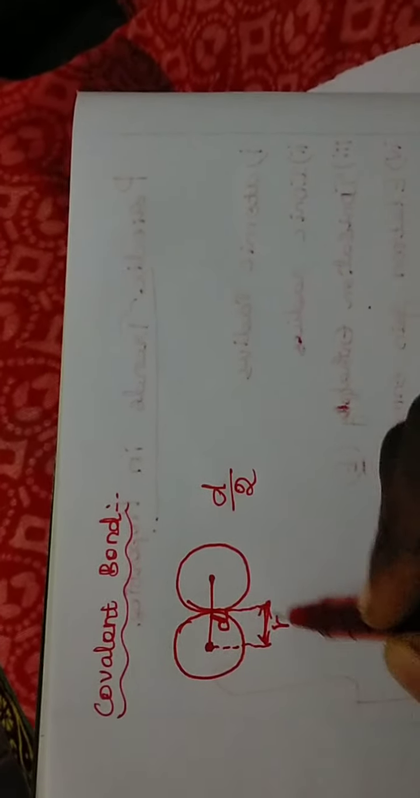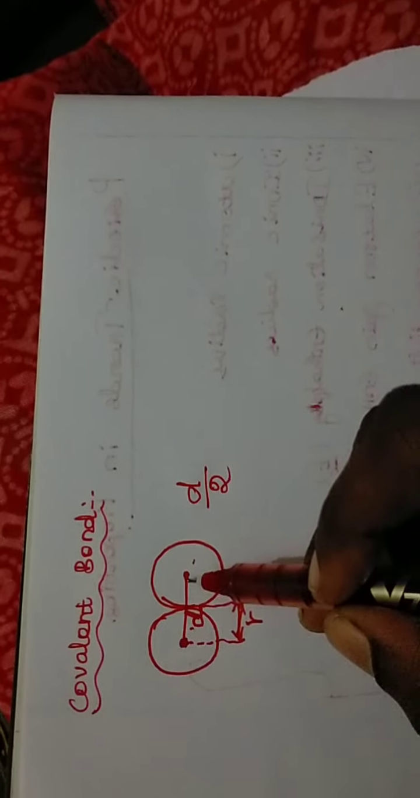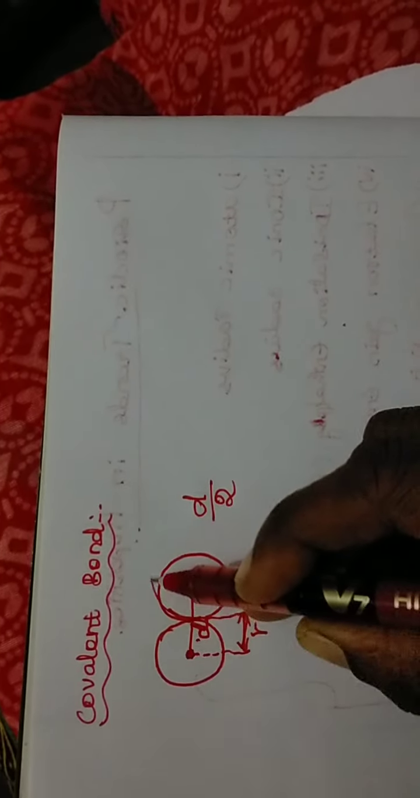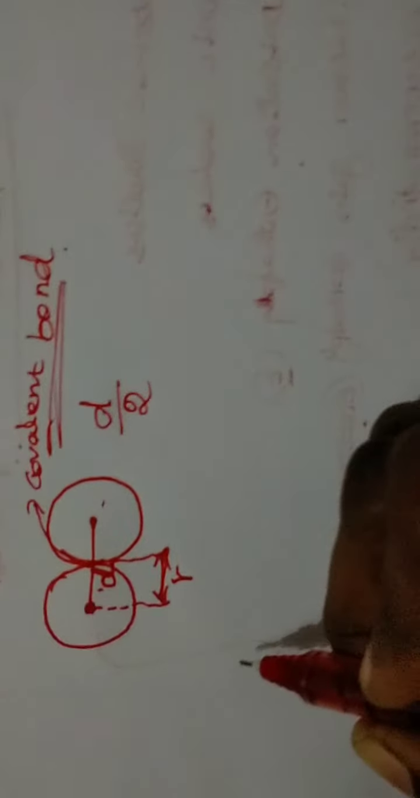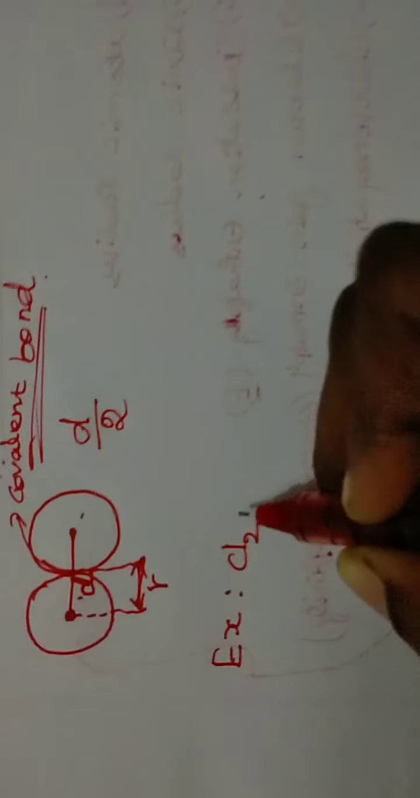So we can easily calculate this as one half of the internuclear distance between two identical atoms linked together by a covalent bond. For example, here we take one example, the Cl2 molecule.